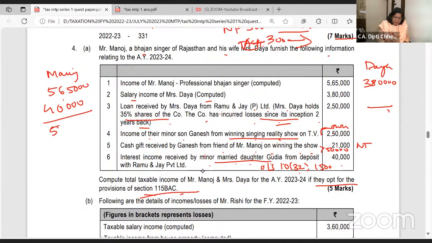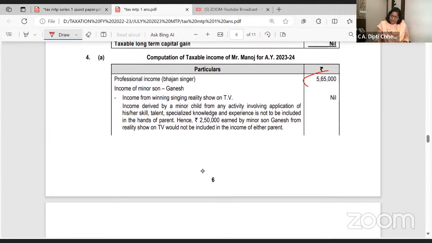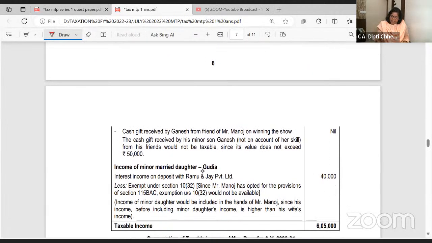5 lakh nahi. 40,000 na. 6 lakh 5,000. Aur ye to daya ki to itni income hai. Dekh lo answer. Manoj. 565 minor ke liye they have written.